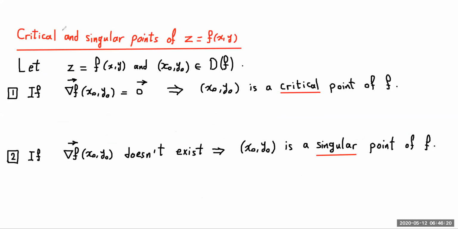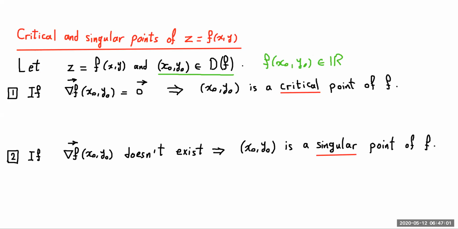Now, let's take the definition of the critical and singular point for a function z equal f(x,y) in two variables. Let's suppose that we have a function f(x,y) in two variables, and let's suppose that the point (x0, y0) is in the domain. So this means f(x0, y0) exists. This is a real number. Now, if the gradient of the function f at (x0, y0) equals 0, then by definition, the point (x0, y0) is called a critical point for the function f.